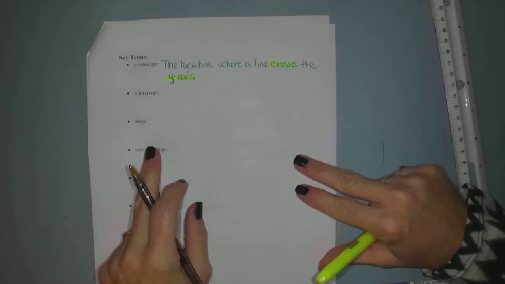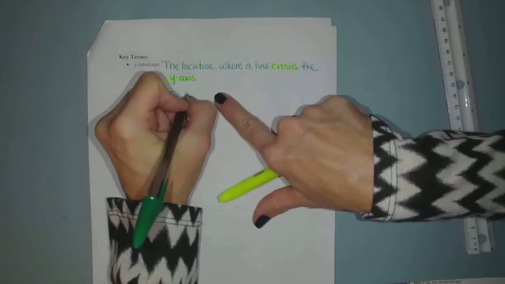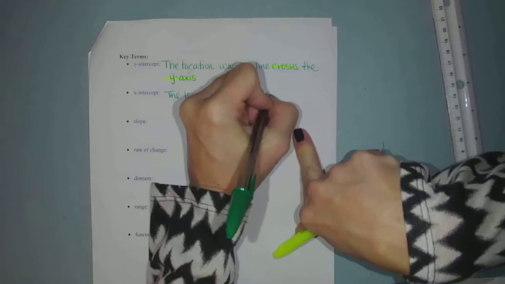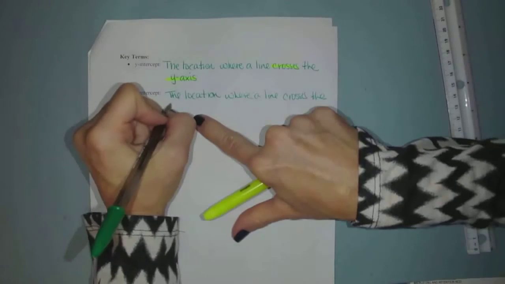Okay, the x-intercept then is the same thing, but with the x-axis. So the x-intercept is the location where a line crosses the x-axis.